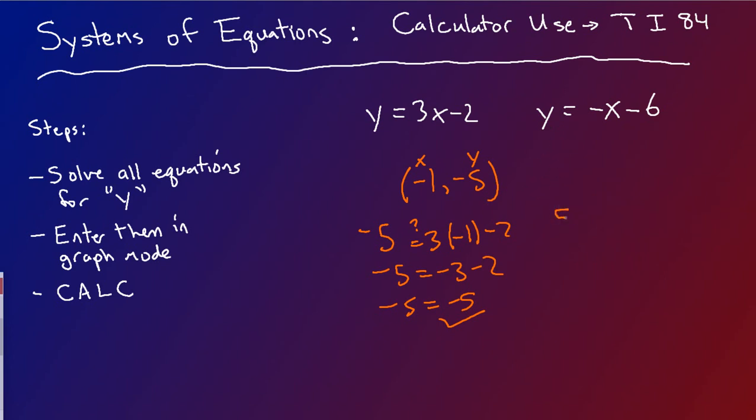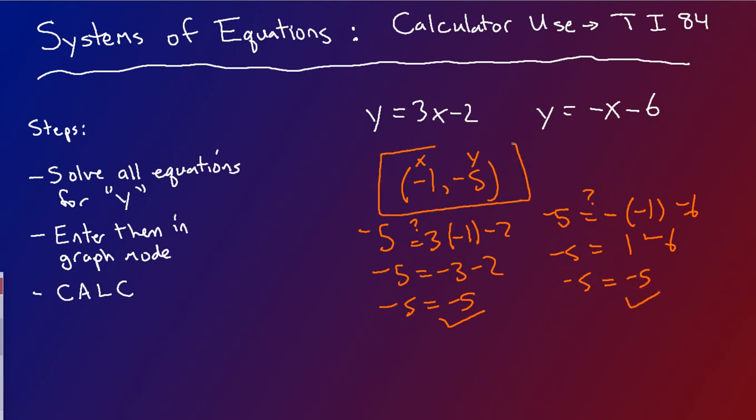So again, put in negative 5 equals, now I have a negative right here, and a negative 1 minus 6. A negative negative is positive, so I have positive 1 minus 6, and I'm asking, does this equal negative 5? And yes, it does. So this is indeed the answer, which I would expect. Now, if we're using our calculators to get these answers, then really I shouldn't need to do this check. But when we're doing it by hand with algebra, then we will.